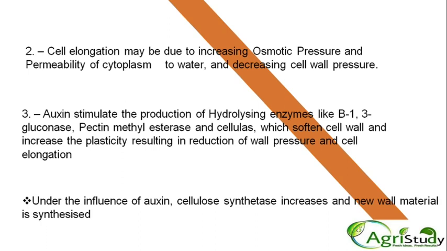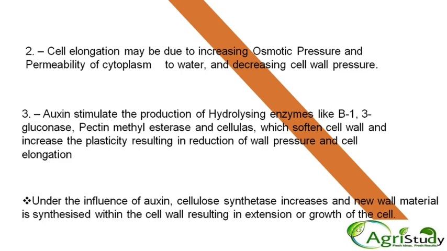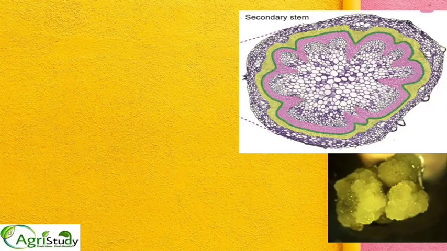Now after the cell expansion, some enzymatic activity or mechanism should take place, right? That is, under the influence of auxin, cellulose synthetase increases and new wall material is synthesized. Once the cell wall is weak, the new wall materials are synthesized by the cellulose synthetase within the cell, thus resulting in the extension or growth of the cell.